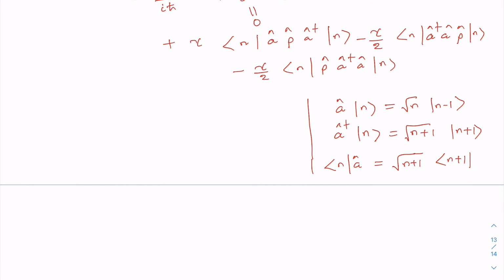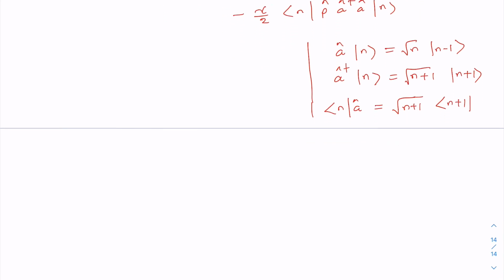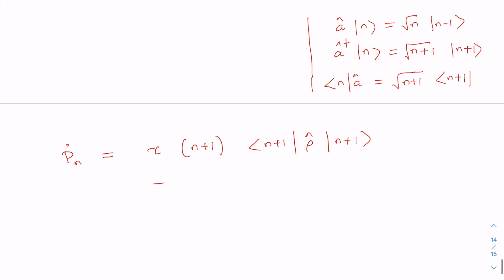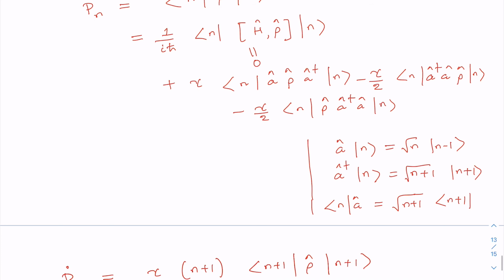So you can utilize this, and then it is easy to see that we are going to get P n dot would be equal to gamma, n plus 1 rho n plus 1, and the other terms would be gamma by 2 n rho n minus gamma by 2 n rho n. Okay, so that's what we are going to get.